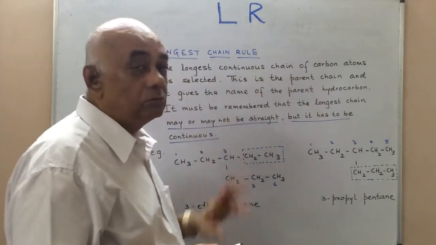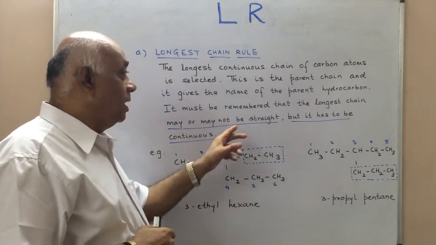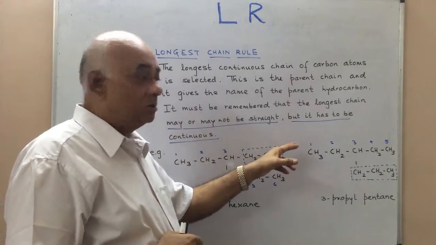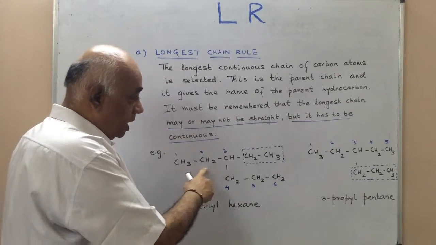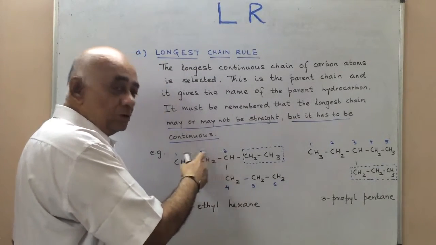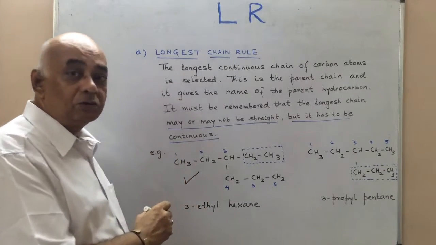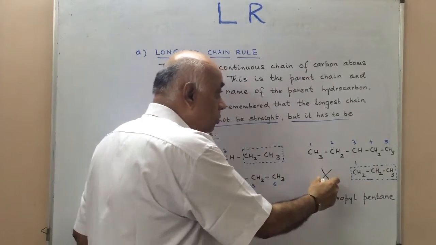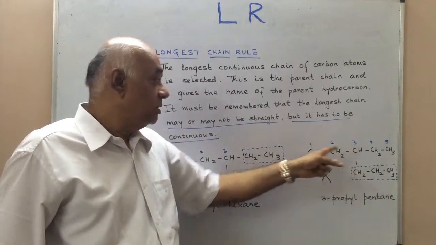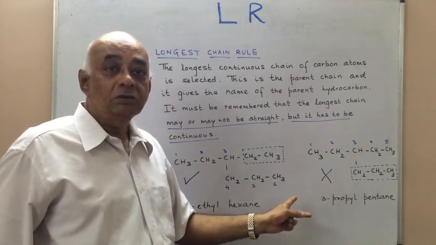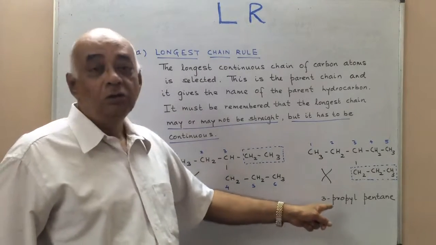Now let us look at the rule. The rule says that the carbon skeleton so chosen has to be the longest, but it has to be also continuous. Here you have the longest and the continuous. So this would be the correct naming of this compound, and this would be wrong because it was not the longest chain. It need not be straight, but it needs to be continuous. So this compound is 3-ethyl hexane and not 3-propyl pentane.